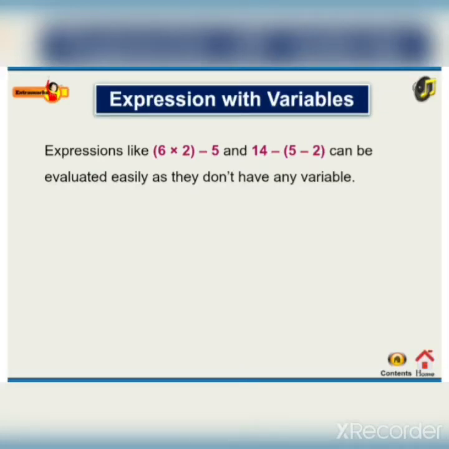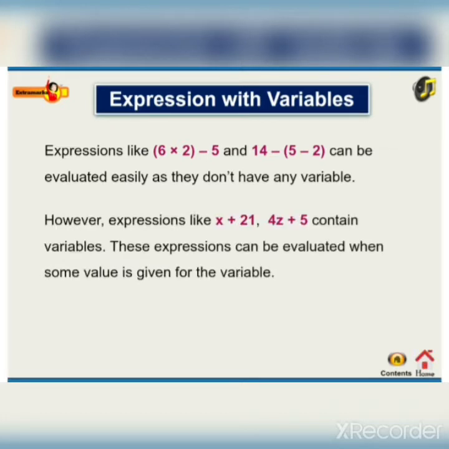Expression with variables. Expressions like 6 multiplied by 2 minus 5 and 14 minus 5 minus 2 can be evaluated easily as they don't have any variable. However, expressions like x plus 21, 4z plus 5 contain variables. These expressions can be evaluated when some value is given for the variable.